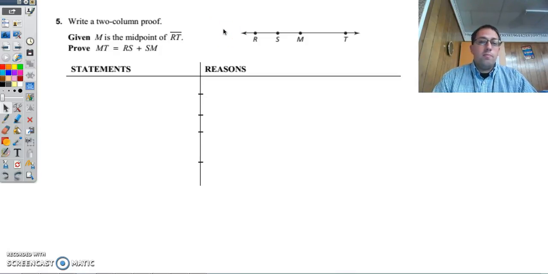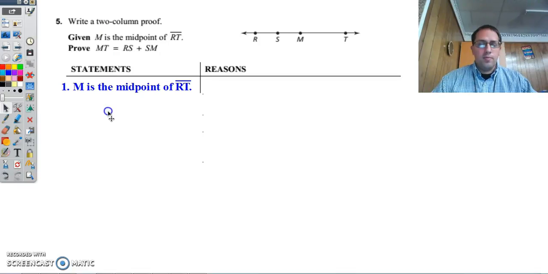All right, so you're back. Welcome. How do we start? We'll start by writing a T-chart with statements and reasons. But the first statement is what we're given. We are given that M is the midpoint. How do you know that M is the midpoint? Because I was given that M is the midpoint. That's how I know.